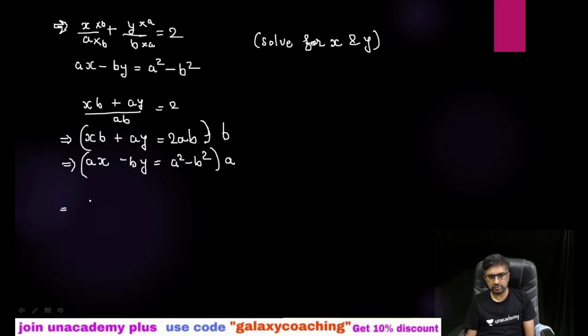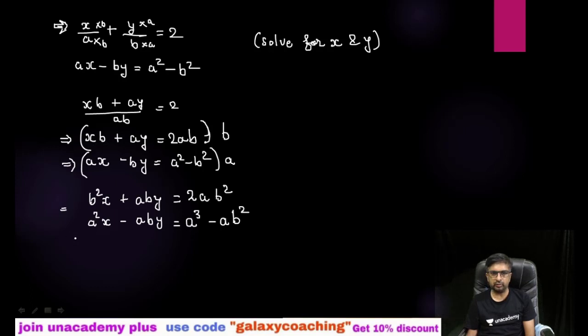B into this, so you can say b square x plus, here you will get aby, and here you will get b with this, so 2ab square. Now when you multiply a with this, here you will get a square x minus aby. If you multiply a with this, you will get that. Now here a cube minus a into b square.